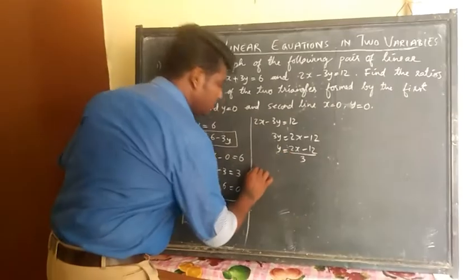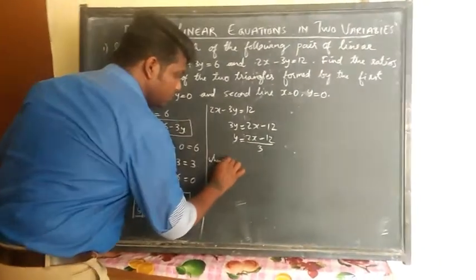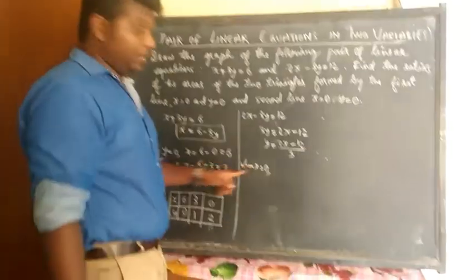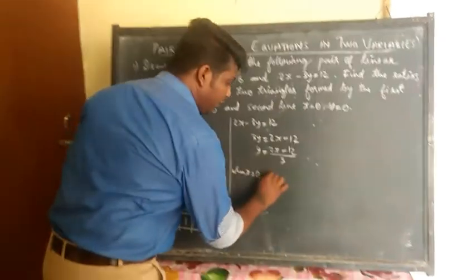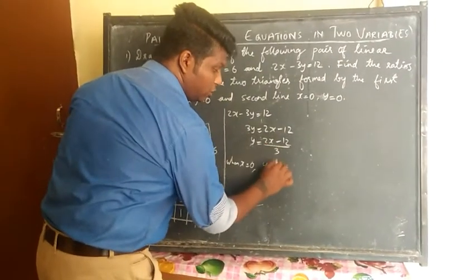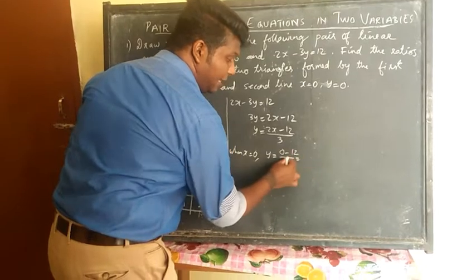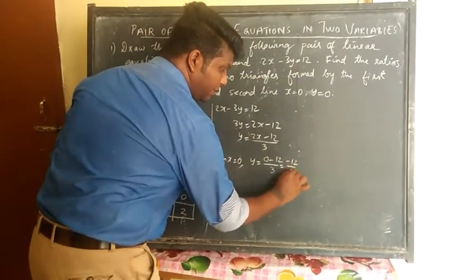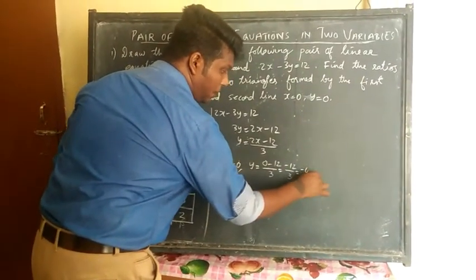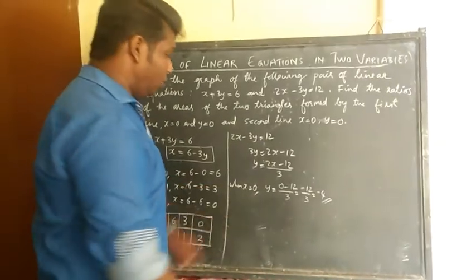So here, when x is equal to 0, if I am giving here x value 0, what will be the y value? y is equal to 2 into 0, that will be 0. 0 minus 12 by 3, and that is minus 12 by 3, and that is minus 4, right?